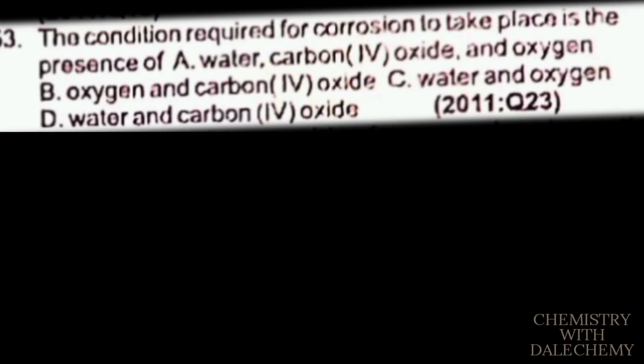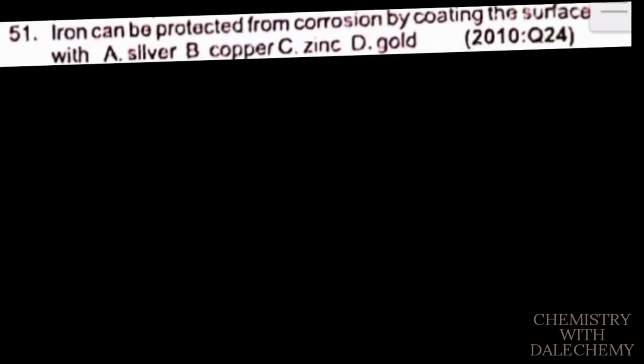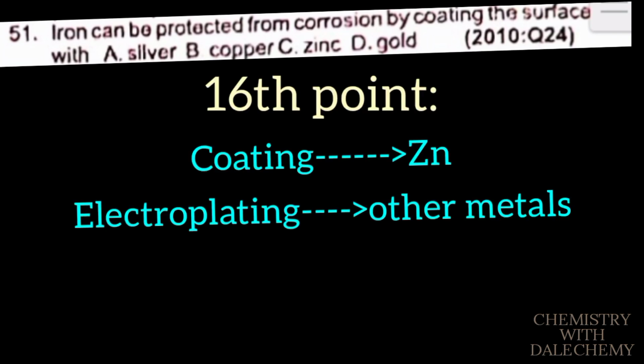And the next question is question 23 of 2011. The condition required for corrosion to take place is the presence of water and oxygen. So that's option C. So you can check the points again. It's already there. And the next question is question 24 of 2010. Iron can be protected from corrosion by coating the surface with zinc. So that is called galvanized iron.